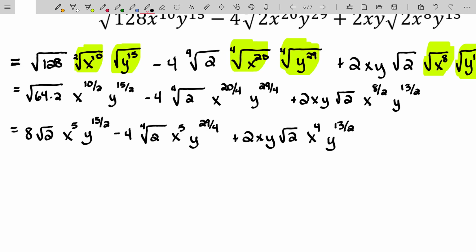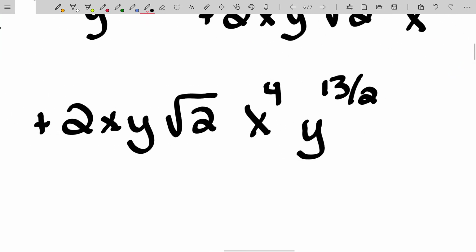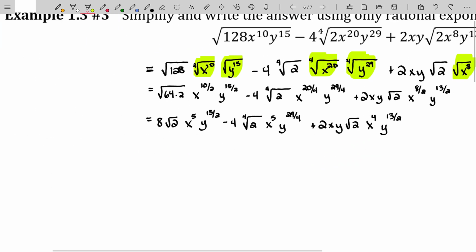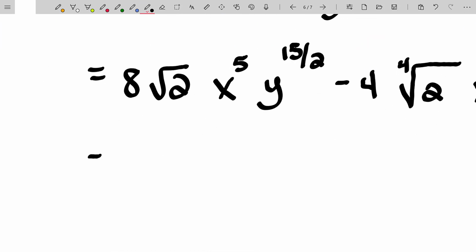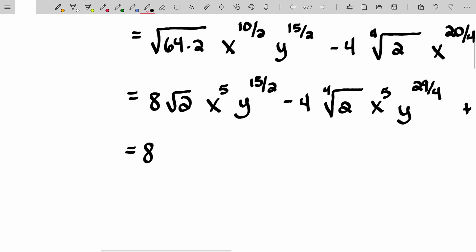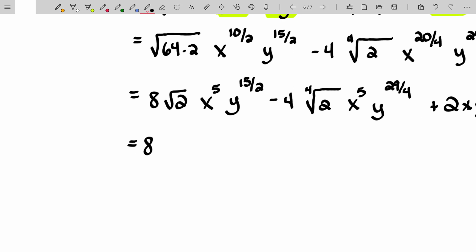And by the way, we can do a little bit of compression of terms, especially on that last one, right? This guy right here, you have an x to the 1st times an x to the 4th. Those will combine beautifully. And you have a y to the 1st times a y to the 13 halves. That will combine beautifully as well. So I'm going to go ahead and do one extra little move here to clean that up. And I also want to note something here. When you're working with radicals, it's often best to write the radical as the last factor in the list. So I'm going to write this as 8x to the 5th, y to the 15 halves. And then I'll write the square root of 2.